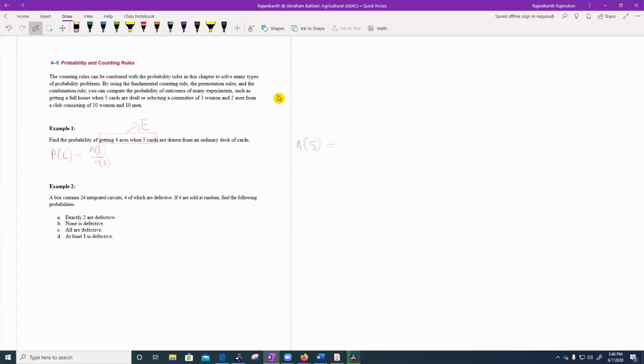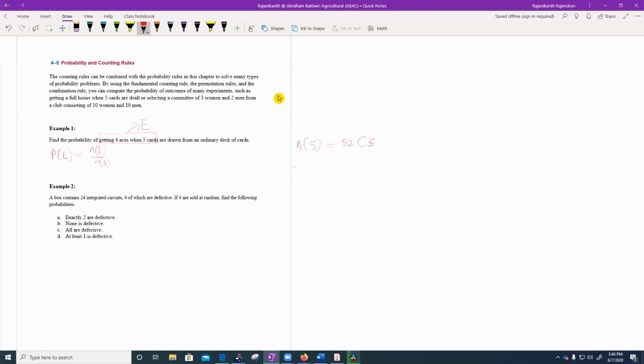So I'm looking for five cards from 52. You are drawing five cards. In how many different ways could this be done? Well, you have 52 cards and you are choosing five at a time. How many different combinations could you make? That will give you the number of ways in your sample space. That is simply 52 choose 5, right? So this is the number of ways you could draw 5 cards from the given 52 cards. So that is my N of S.